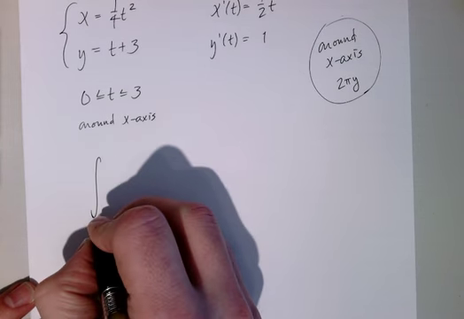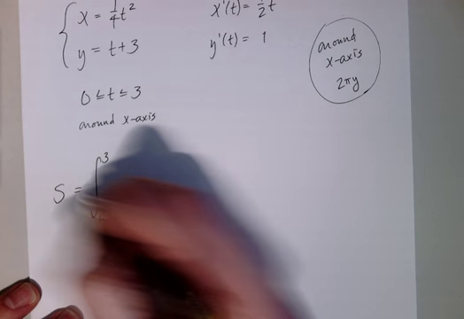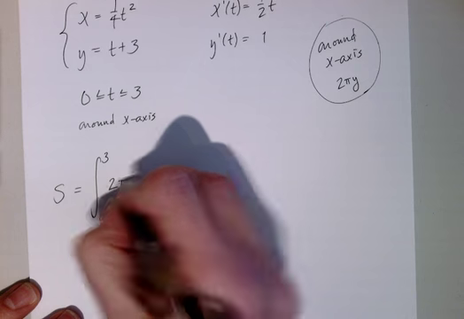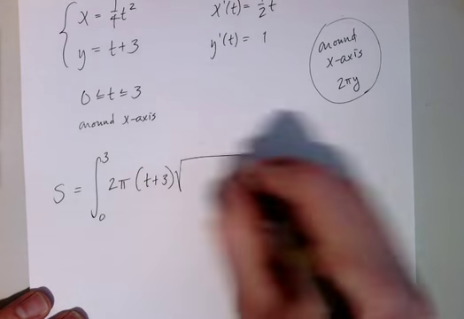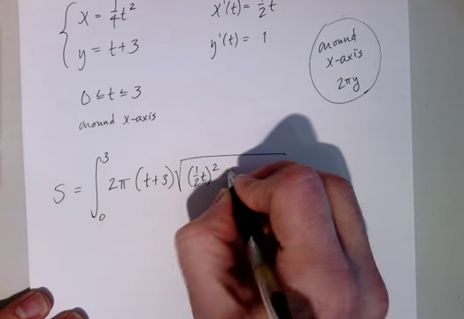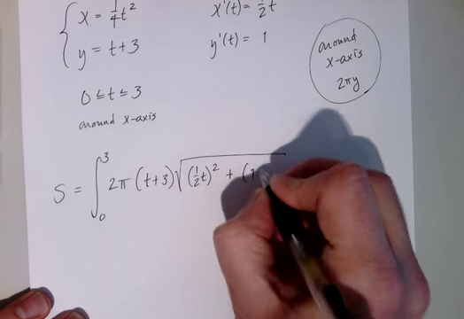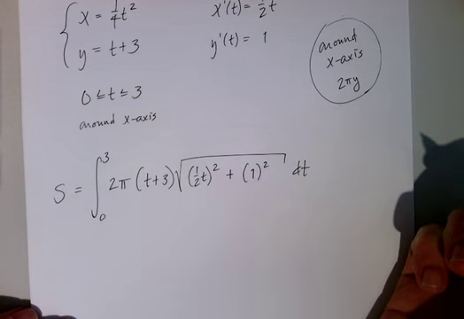So let's go ahead and go from 0 to 3, right? Those are my t values. 2 pi times t plus 3. And then we just need the square root of x prime squared plus y prime squared dt.